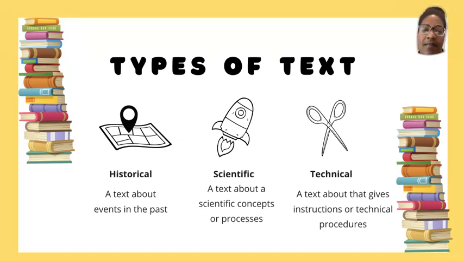Now, let's talk about our types of text. Typically, when we're dealing with analyzing interactions in a text, there are main types of text that we deal with: historical, which is text about events in the past; scientific text, which are about scientific concepts or processes; and then our technical text, which gives us instructions or technical procedures.